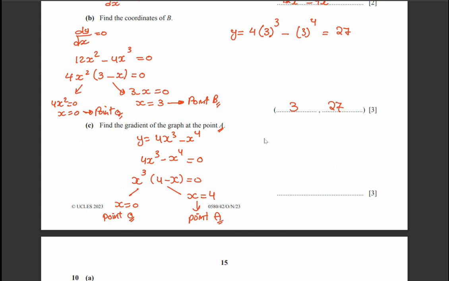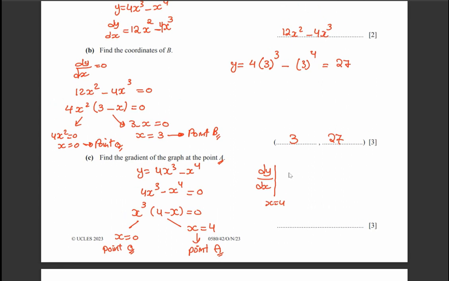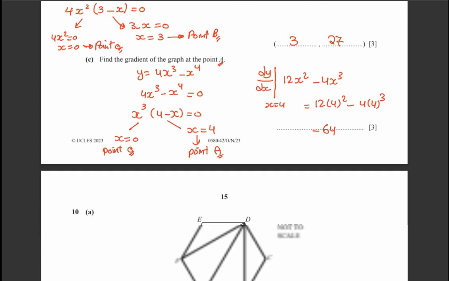So of course, x equals 0 goes to point O, and x equals 4 goes for point A. So here I'm going to write dy by dx and substitute with x equal to 4. 12 times 4 power 2 minus 4 multiplied by 4 power 3. If you calculate it in the calculator, the answer will be negative 64.